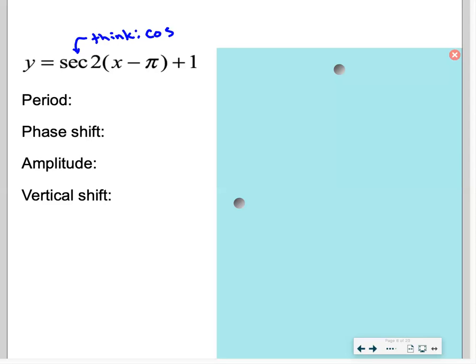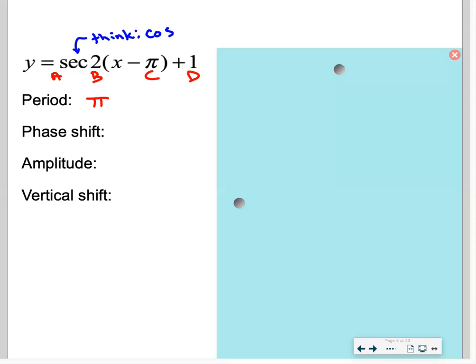The period is always 2 pi over b. Let's label this, this will be my A, B, C, D. So 2 pi over 2 means my period is just pi, right? 2 pi over b. Thing you guys just did in your warm-ups.